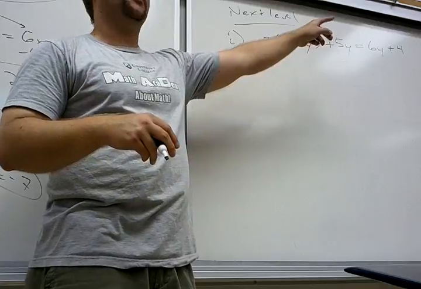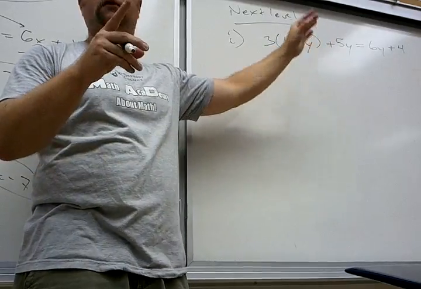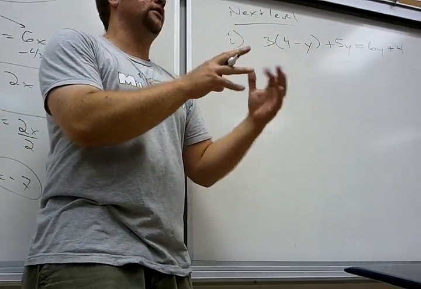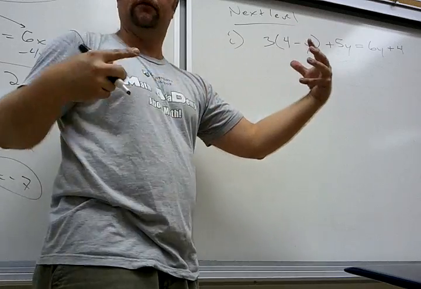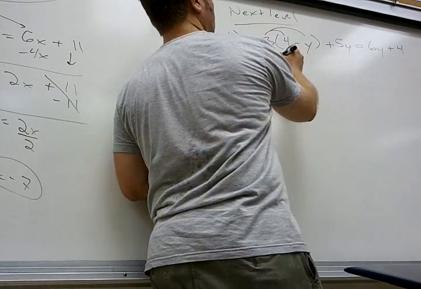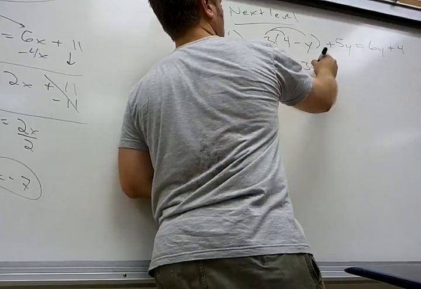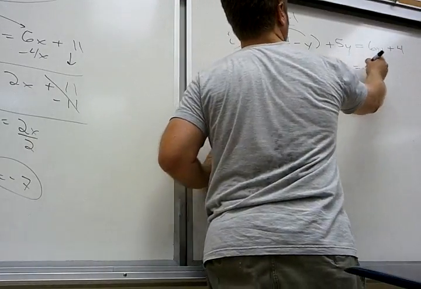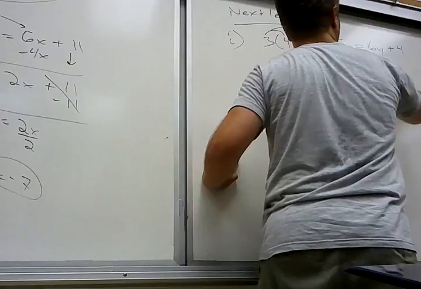Alright, so what's the very first step here? Multiply with 3. Beautiful. You always want to distribute where you can so you free them all up so they can move. It's all about moving stuff to one side or the other. So here I get 12 minus 3y plus 5y equals 6y plus 4.